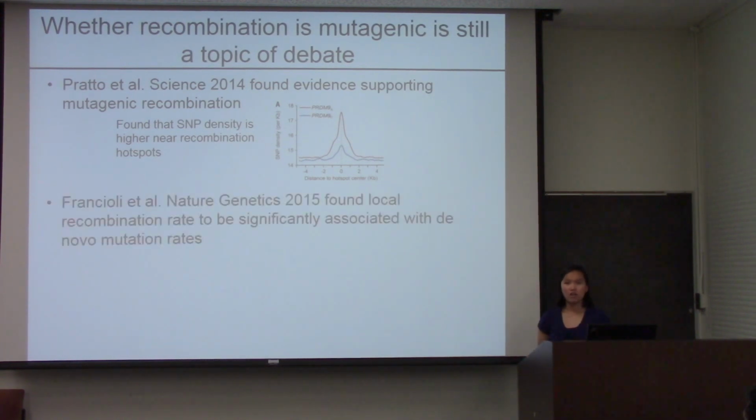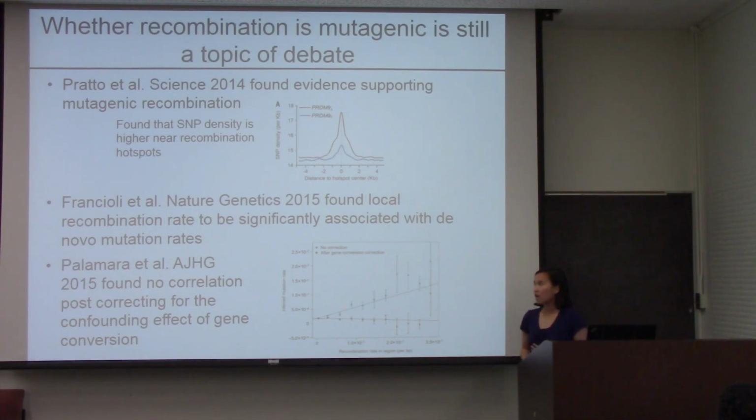Then Francioli et al. in 2015 did something really interesting. They whole genome sequenced 250 Dutch trios, each comprised of a father, a mother, and a child, and that allowed them to calculate the de novo mutation rate. They found that the rate of de novo mutation is highly correlated with local recombination rate. But what's interesting is that Pratto et al. used the same data set, and after they corrected for the confounding effect of gene conversion, this effect went away.